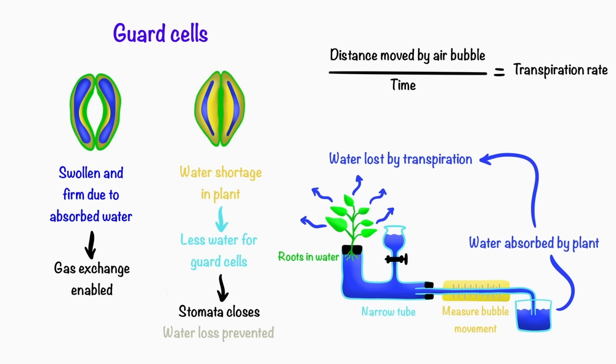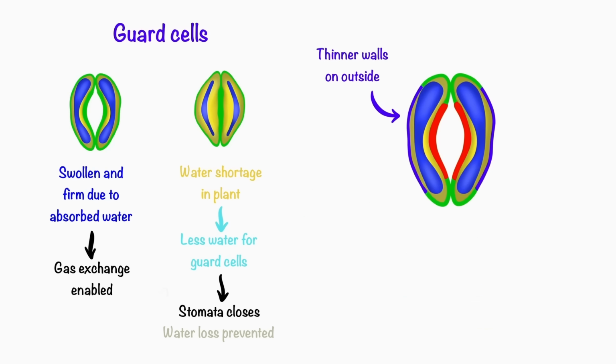The ability of guard cells to change shape comes from their unique structure. They feature thinner walls on their outer sides and thicker walls on their inner surfaces, which influences how they deform when their water content changes. In conclusion, plants have evolved remarkable transport mechanisms for moving water, minerals, and nutrients to where they're needed.